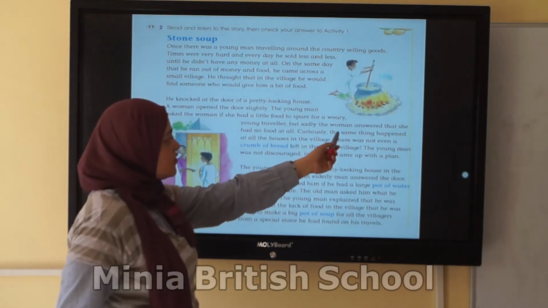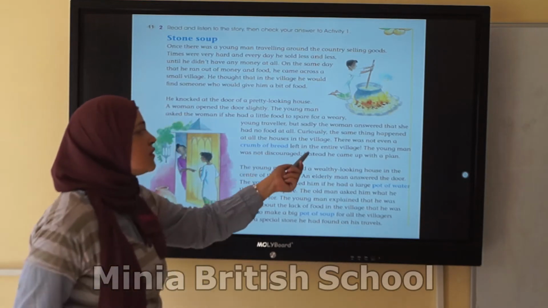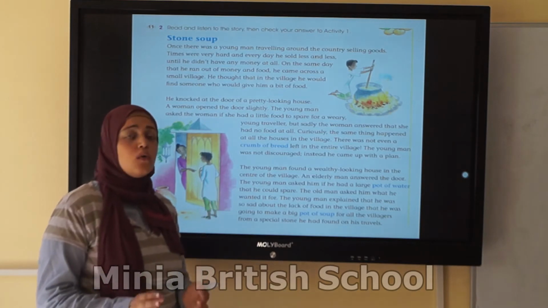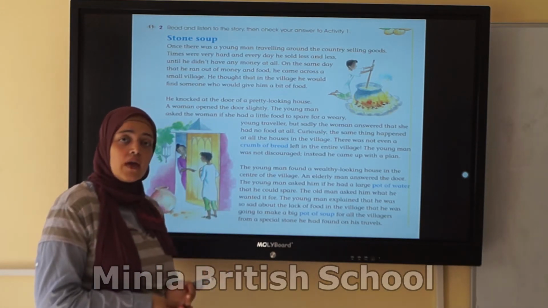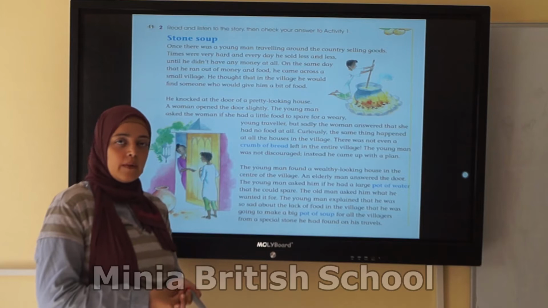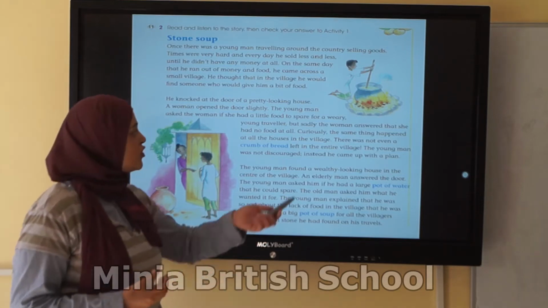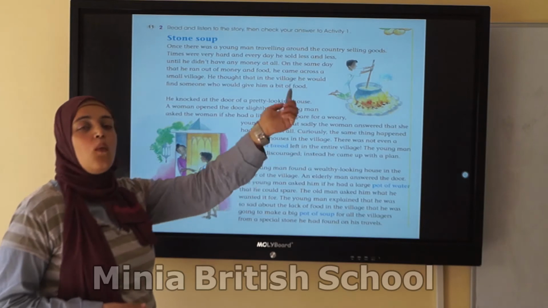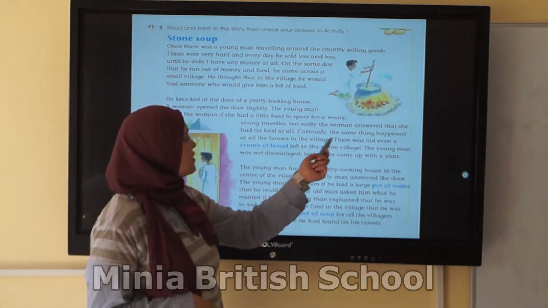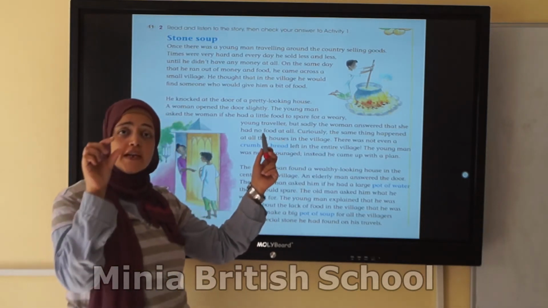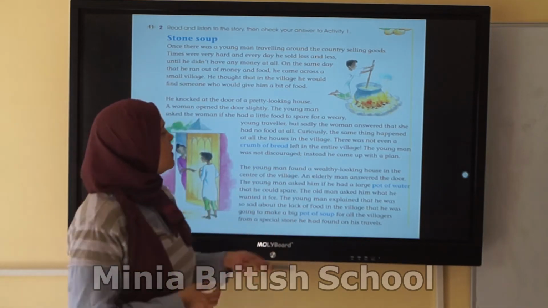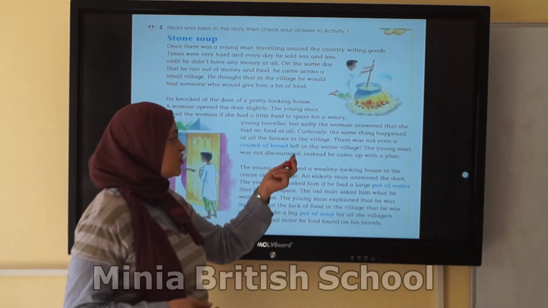Okay, curiously, the same thing happened at all the houses in the village. Oh, why? The whole village, all the people who live in the village, don't have any food to spare. There was a problem. And he was curious, okay? He wanted to know about it eagerly. So, there was not even a crumb of bread, a piece of bread left in the entire village, in the whole village. The young man was not discouraged.